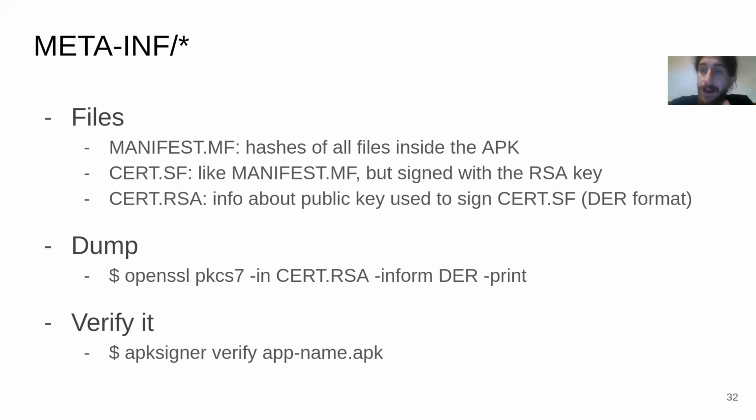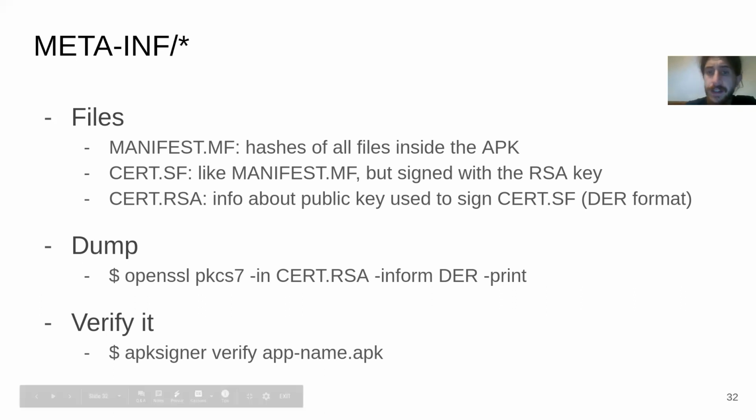And so these files contain, okay, this is the expected hash of each file. In this way, you understand if something was corrupted or modified. So if you modify one file, the hash is going to change, and the signature is not going to be valid anymore. And again, this CERT.RSA contains the public information, like some sort of certificate. So it's the public information plus some metadata about the author.